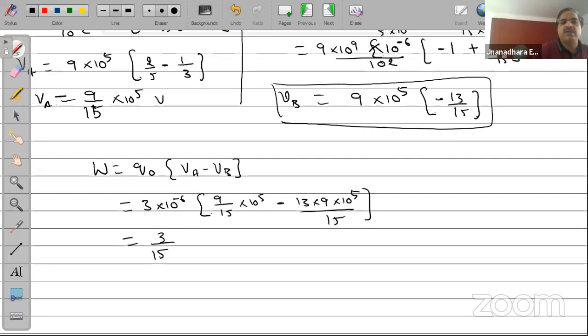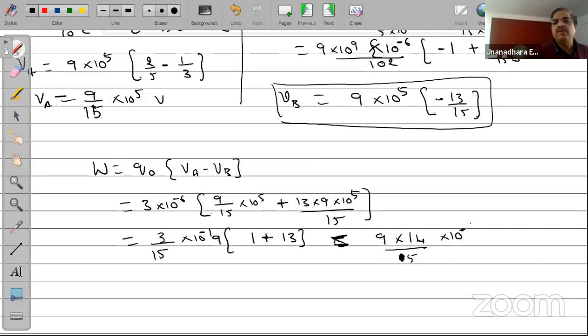So 3 by 15 into 10 to the power minus 1 into 9, also I can take it outside. So I'll have this to be equal to 1 minus 13, which will be equal to 9 into, so this is turning out to be plus, minus of minus becomes plus, I'm so sorry, plus. So this will be 14 by 5 into 10 to the power minus 1. Simplify this and you should get the answer for the work done.